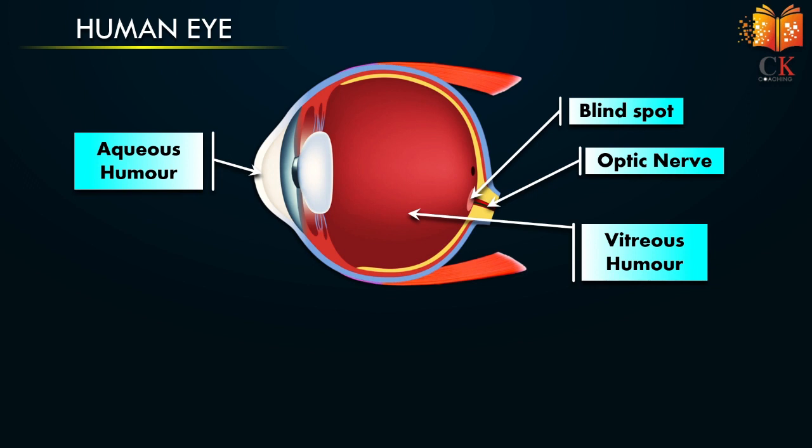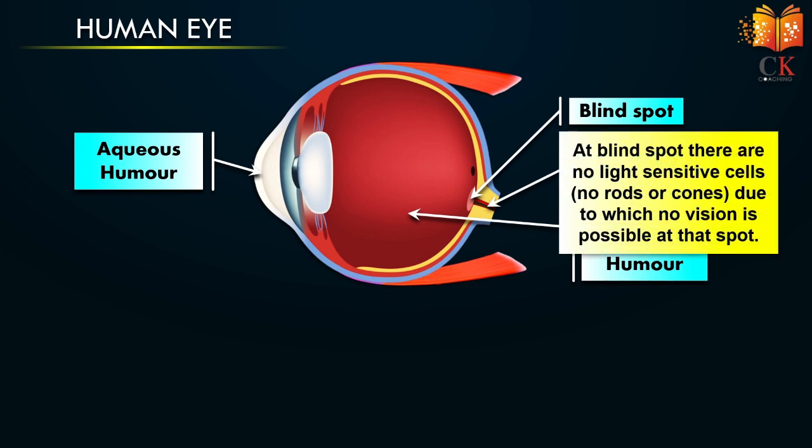It is the area where no light sensitive cells are present. That means no rods and cones are present, and due to which no vision is possible at this spot. So any amount of light which is falling on this part of our retina will not form any image because no signals will be transferred to the brain.